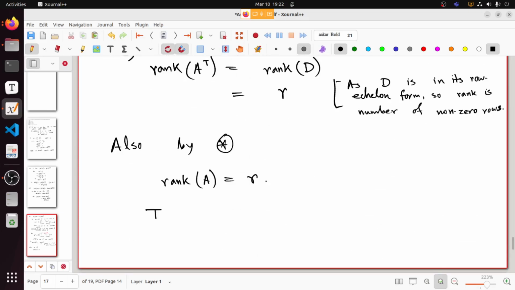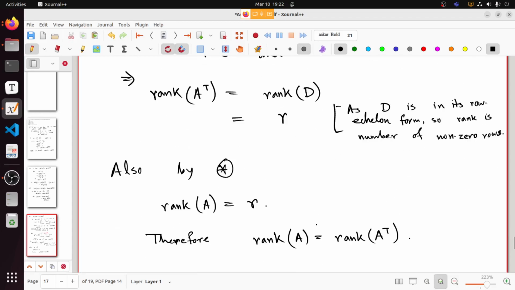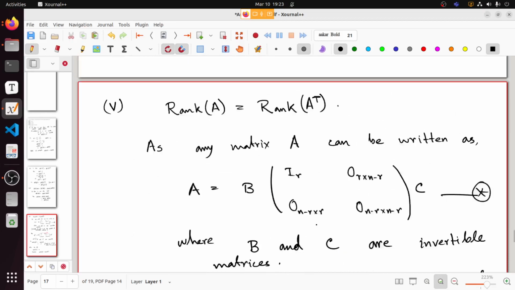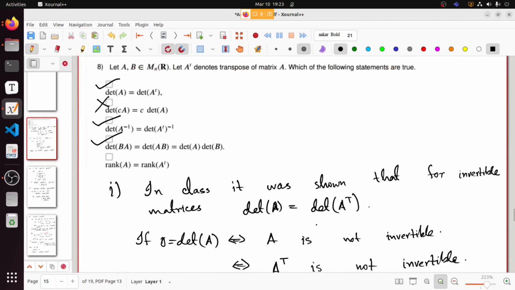So therefore the rank of A is equal to the rank of A transpose. Right. As these are both equal to R, we have shown that the rank of A is the rank of A transpose. So the option number 5 is also correct. Right. So question number 8 is also done.